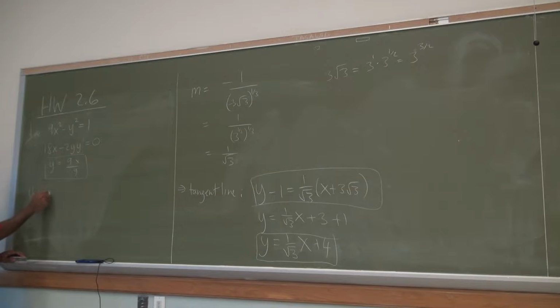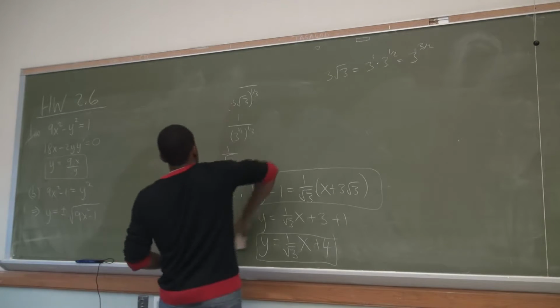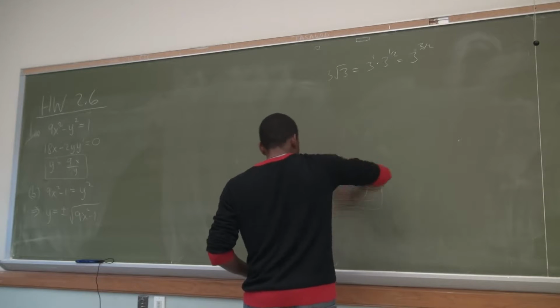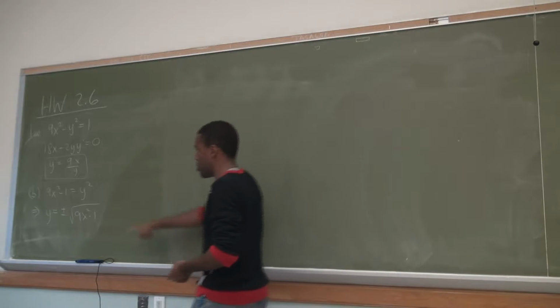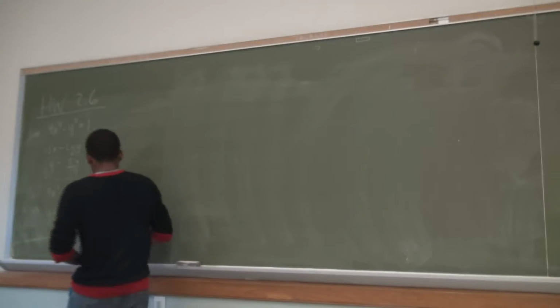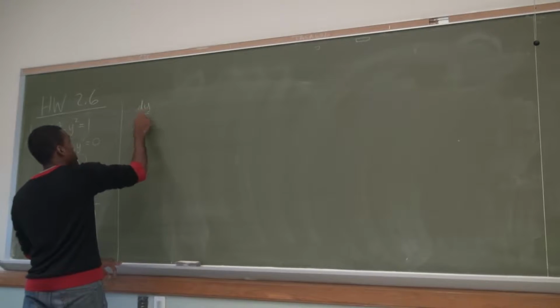So you have 9x squared minus 1 equals y squared, which means your y would be equal to plus or minus the square root of 9x squared minus 1. And it depends where you want to be, if you want to be on the plus side or the minus side. If they give you a specific point, you'll just go with the sign that matches the point. So now it's just a matter of dy dx.